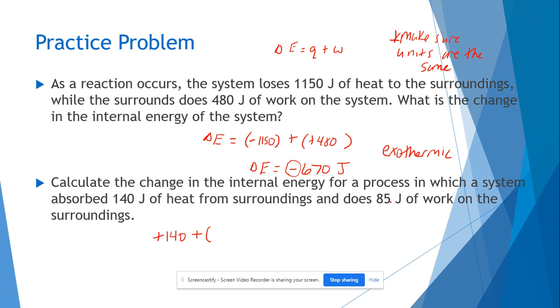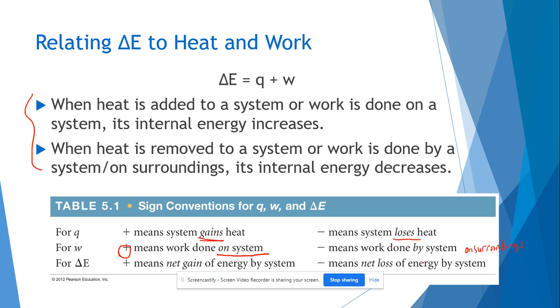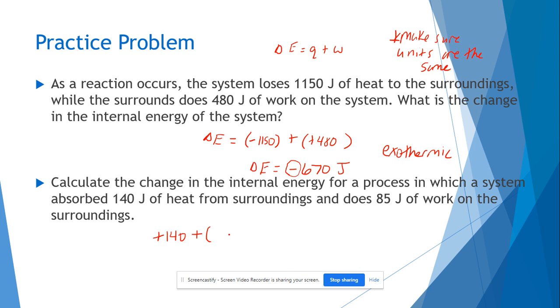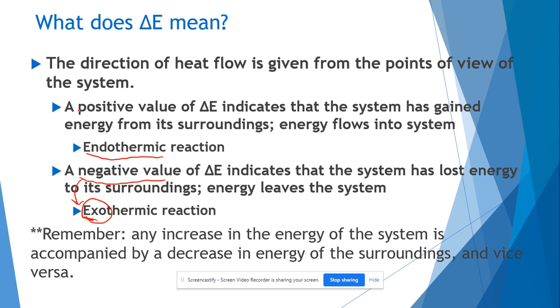It says that it does work on the surroundings. So if I go back, if work is being done by the system here on the surroundings, I'm going to get a negative sign. So I'm going to have a negative 85 joules here. When you add those two together, you get about 55 joules of energy. Notice here my sign is positive. Now that my sign is positive, this means I have an endothermic reaction because positive values are classified as endo. Energy is entering the system.